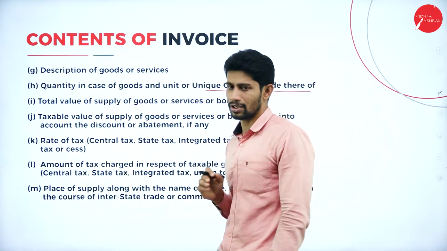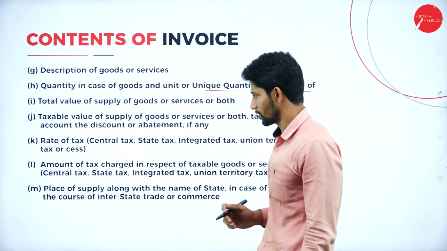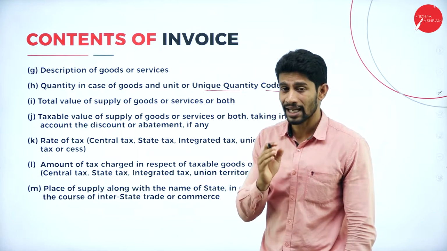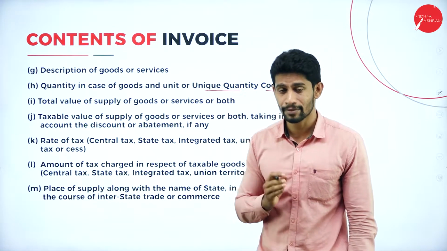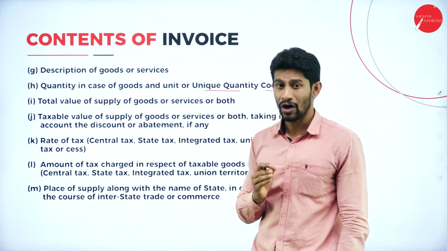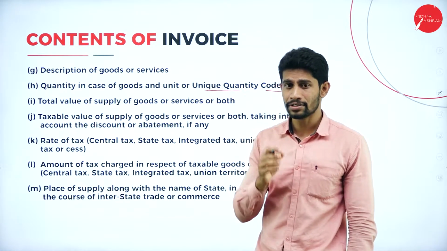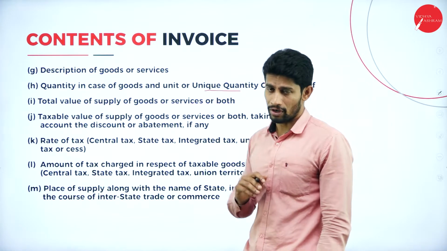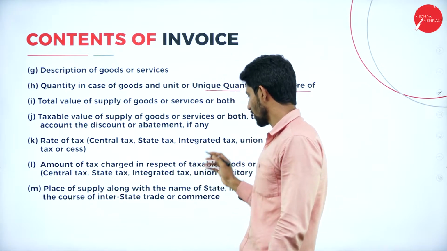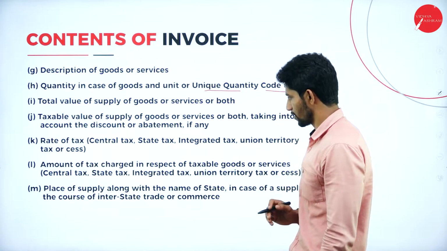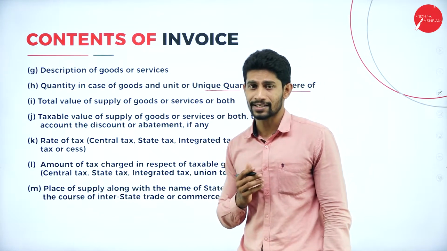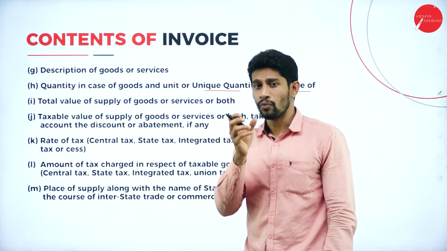So that you can make out in the invoice. Next, rate of tax. What rate of tax is applicable and what tax is applicable: CGST, SGST, IGST or UTGST, that we have to mention in the tax invoice. Next, amount of tax charged in respect of taxable goods or services. After mentioning the rate of tax, now we have to mention the value of tax.